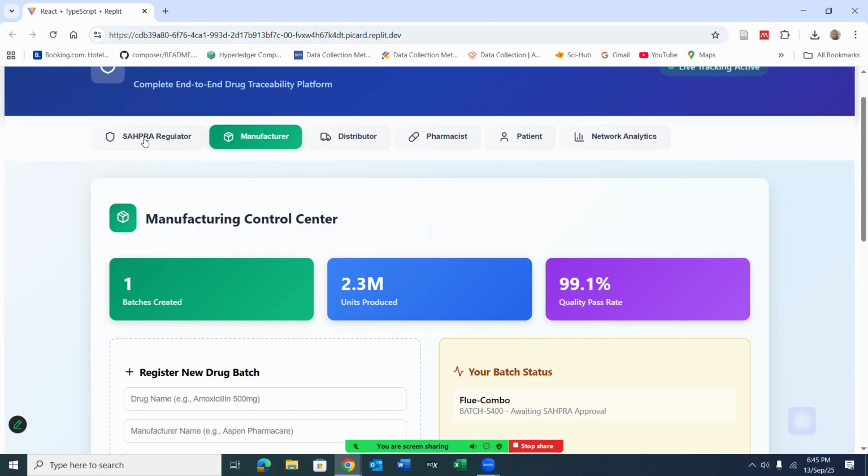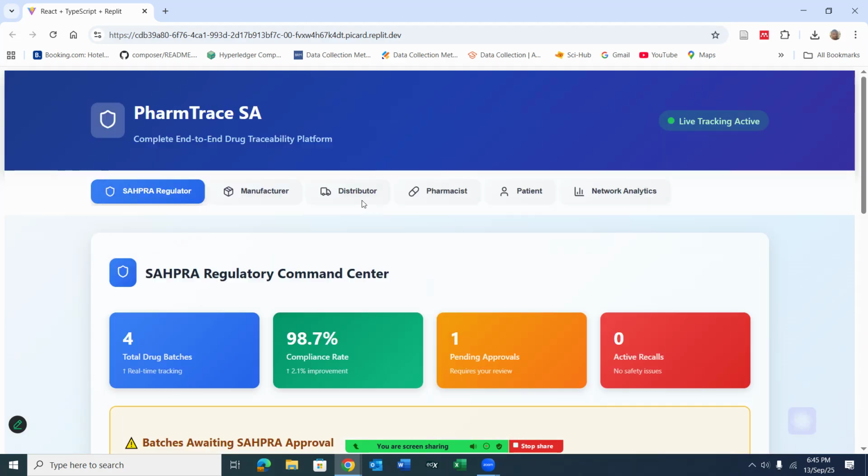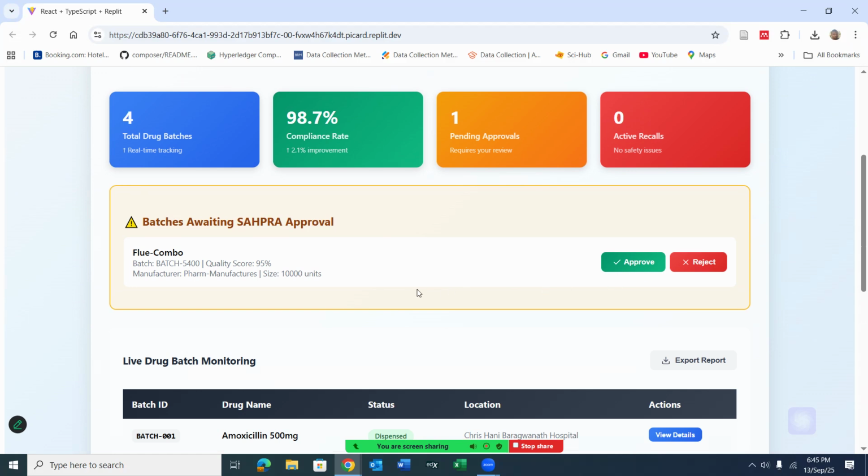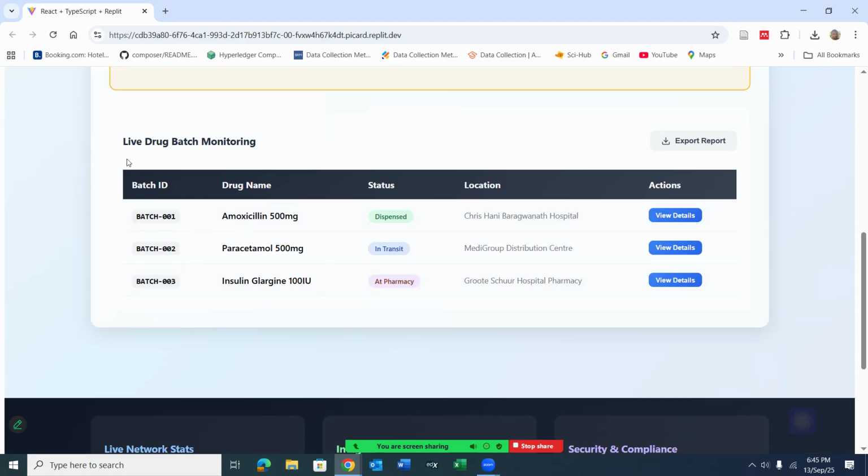So we can also go to SAPRA now to see the status there. It shows that batches are awaiting SAPRA approval. This is one of them, which is the flu combo. We can approve or we can reject it, right? So based on the list here, you can see it's not here yet because it is not approved.